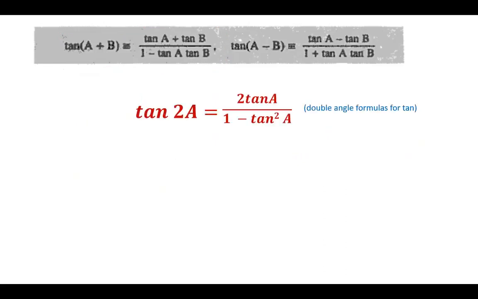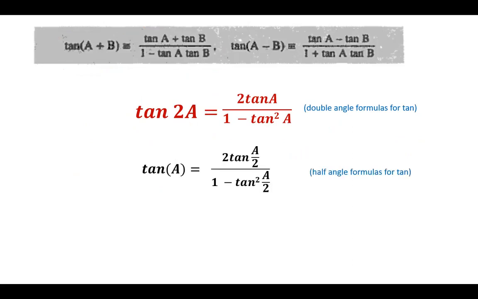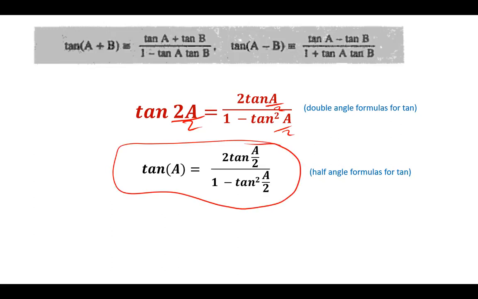So this is called the double angle formula for tan. Then the half angle formula for tan is you simply just divide the angles by 2. Whatever you get there is called the half angle formula for tan. Okay, so I think this slide is important. I'll not only send the recording, I'll also send the slide.